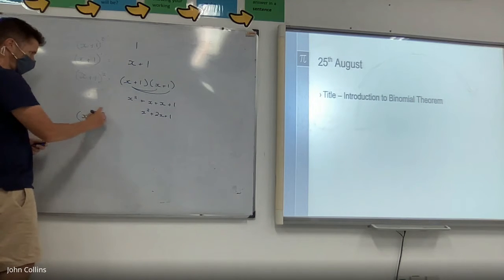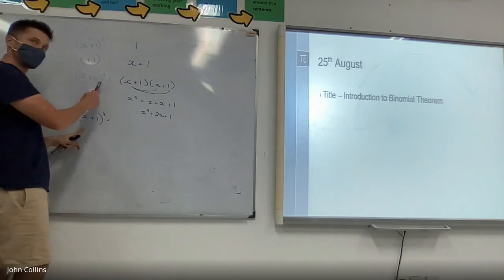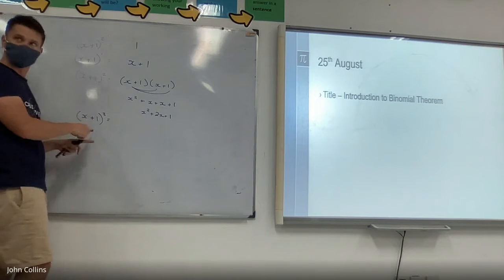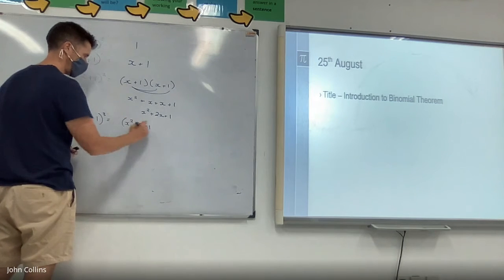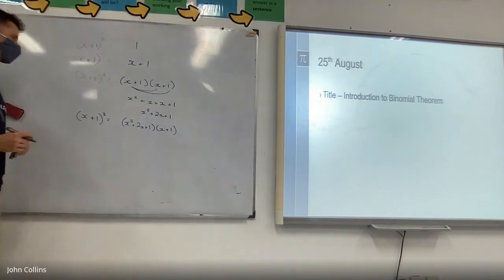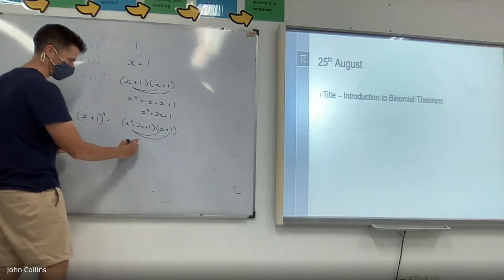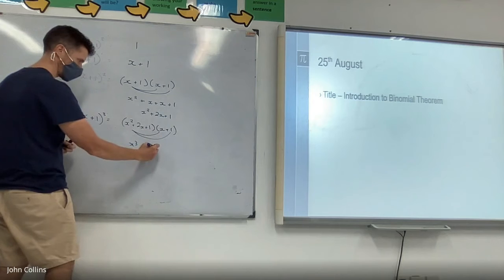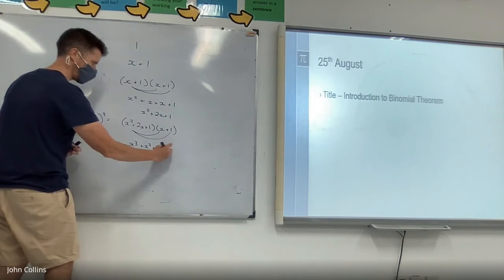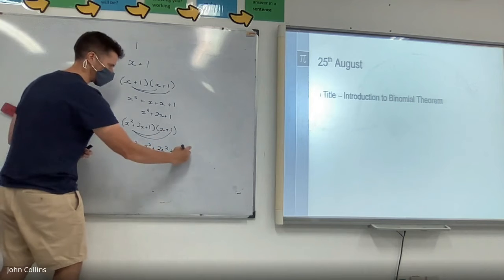You know where it's going next? Cubed. In order to cube this, perhaps we can use the answer for the squared one. I multiply it again by x plus 1, and that'll be it, 3 times. So let's take that answer, x squared plus 2x plus 1, and multiply it by x plus 1. X squared times this is x cubed plus x squared. The 2x times x is 2x squared. 2x times the 1 is plus 2x. And 1 times both of them is just going to be x plus 1 at the end.